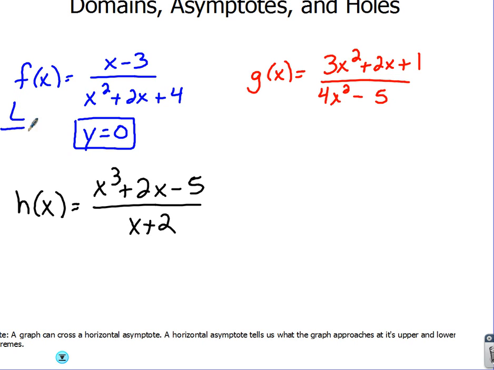If the degree on top is less than the degree on the bottom, if the bigger one's on the bottom, you have y equals 0 as your horizontal asymptote.